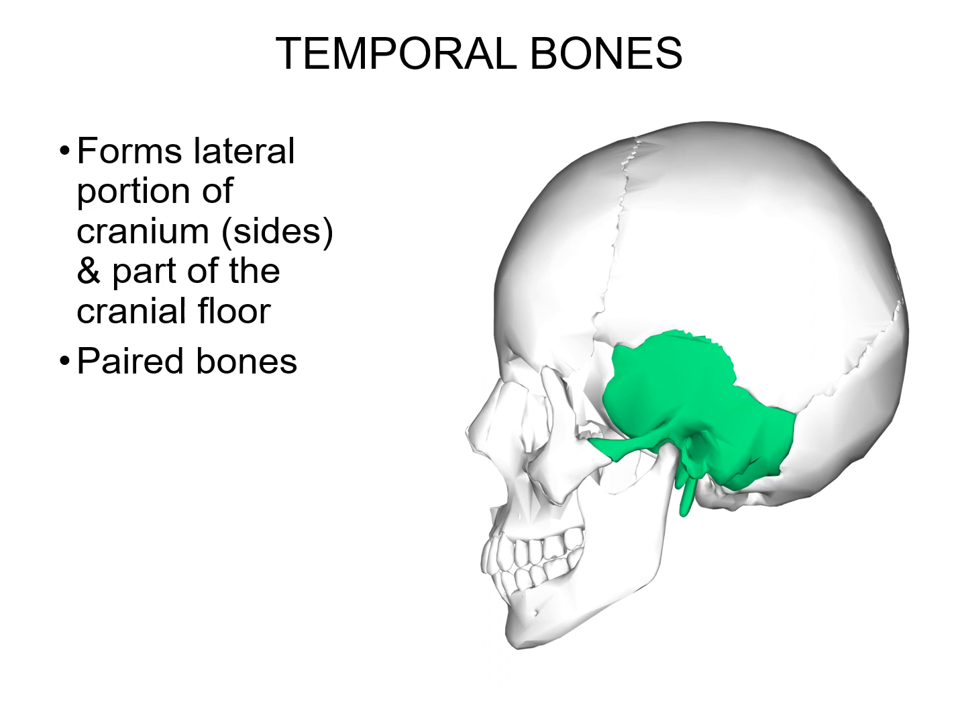Our next bones are the temporal bones, same thing. These are paired, so you have a left temporal bone and a right temporal bone. And we're going to learn a lot of cool bone markings on the next few slides with these temporal bones.